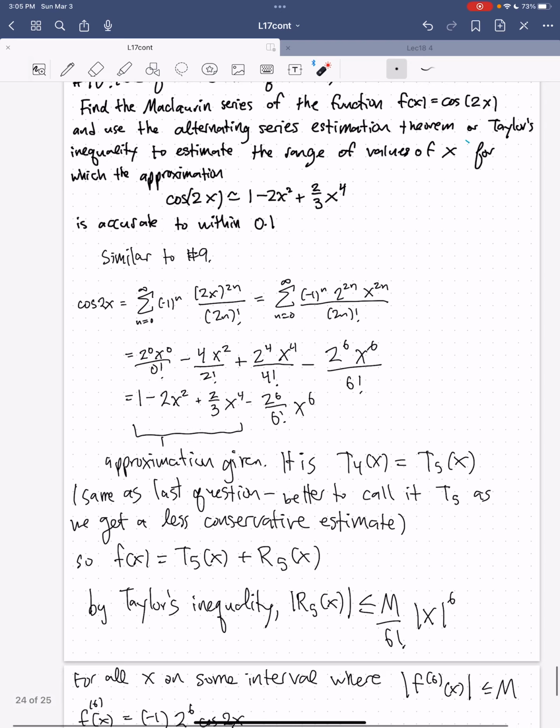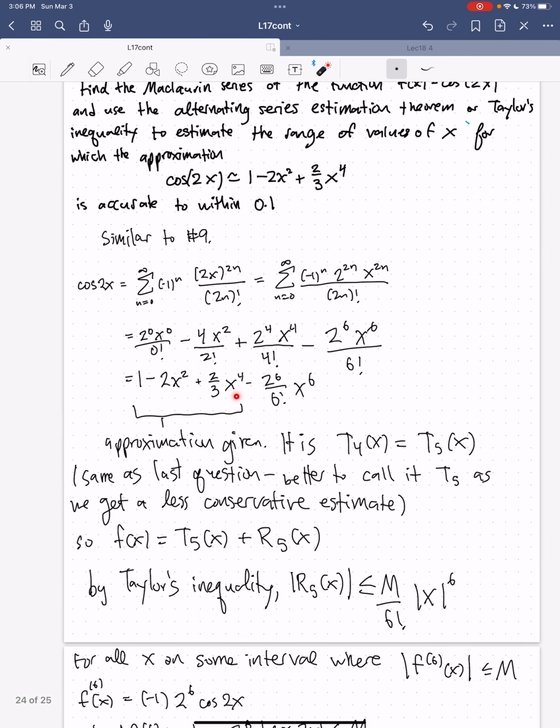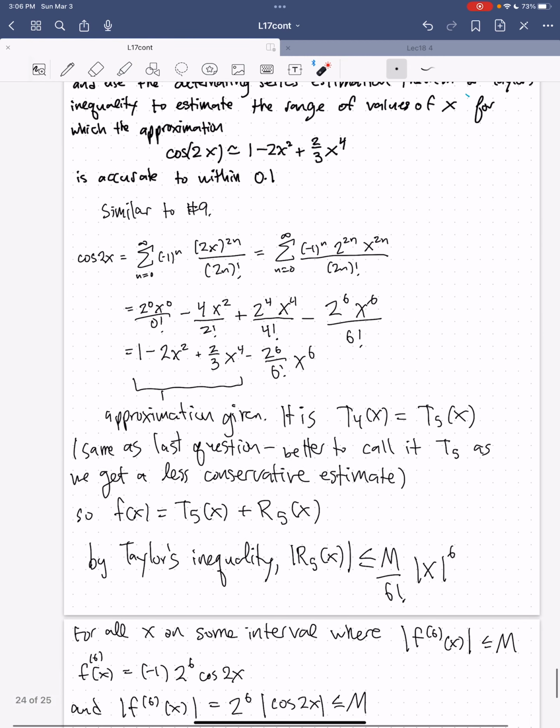Same as last question, we can call this T4 or we could call it T5 because we can see that there is no fifth power of x there, so it's actually okay to call it T5 of x. And that will give us a less conservative estimate, but still an accurate estimate for the range of values for x in which the approximation is accurate. So our function, cos of 2x, is the fifth Taylor polynomial plus the remainder.